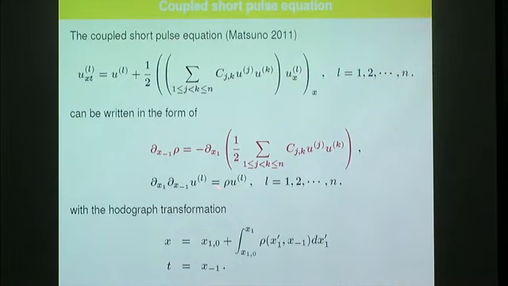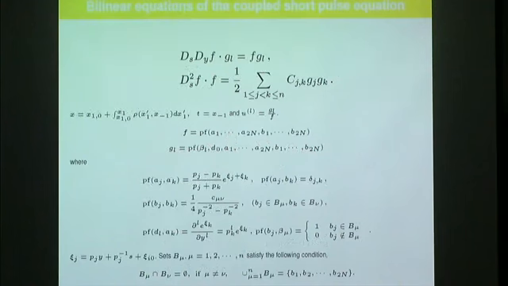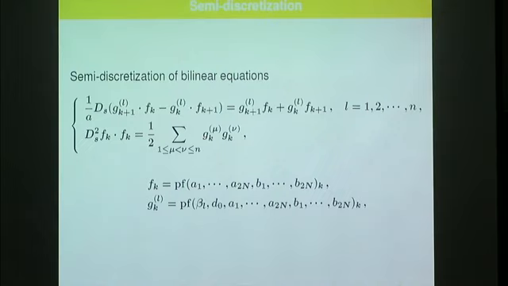And here this is the hodograph transformation for the coupled short pulse equation. This is the same as the short pulse equation. This one we can also discretize. These are bilinear equations for the coupled short pulse equation, and the solutions are written in Pfaffian form. And then we can discretize these equations. Now these are semi-discrete equations for the coupled short pulse equation, and these bilinear equations have Pfaffian solutions.